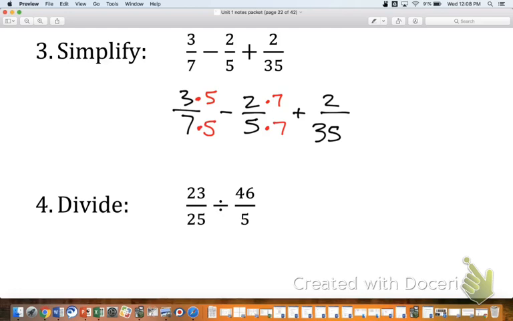Okay, so as I multiply here, I'm going to get 15 35ths minus 14 35ths plus 2 35ths. So let's just review this. When you are adding and subtracting fractions to get to the final result, how do you change the denominators to get to that final result? Multiply.